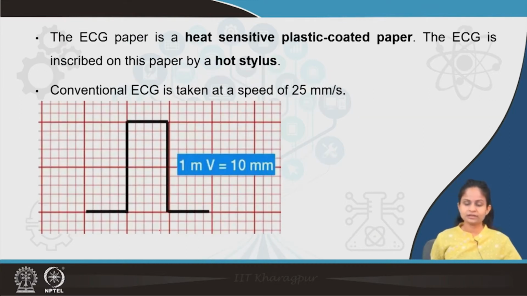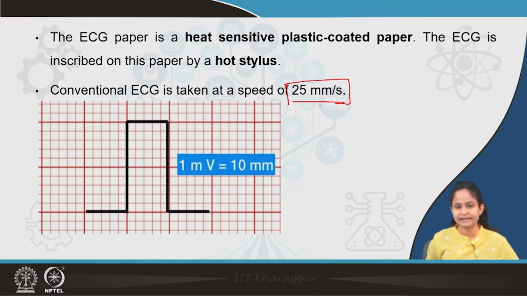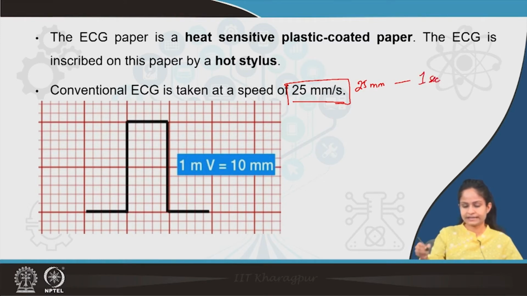Now, in the conventional ECG paper, the strip of paper is usually moved at a speed of 25 millimeter per second. We set the speed; there is another speed also, which we see nowadays in the machines, 50 millimeter per second, but we usually keep the speed at 25 millimeter per second, which means 25 millimeter of the paper moves in 1 second.